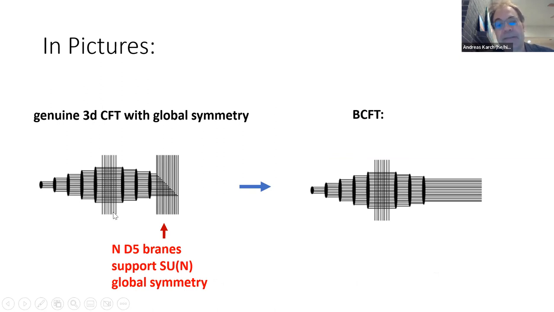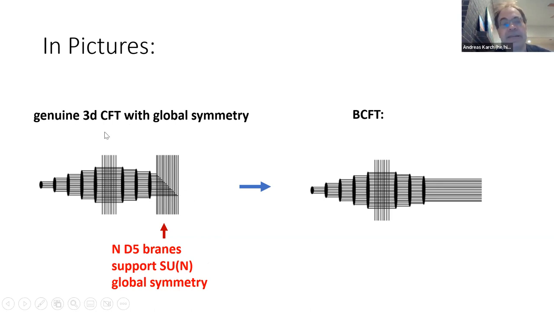If I just wanted to have the 3D CFT, basically what I would need to do is take the semi-infinite D3 branes and shut them off. I have them end on an extra stack of D5 branes. This extra stack of D5 branes would introduce some SU(N) global symmetry. And then simply removing this extra stack of D5 branes and letting the D3 branes extend to infinity is this process of gauging the SU(N) global symmetry.